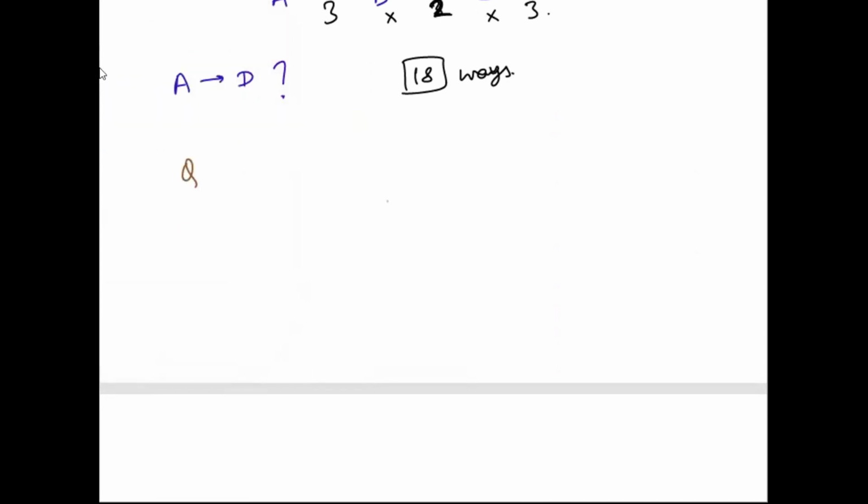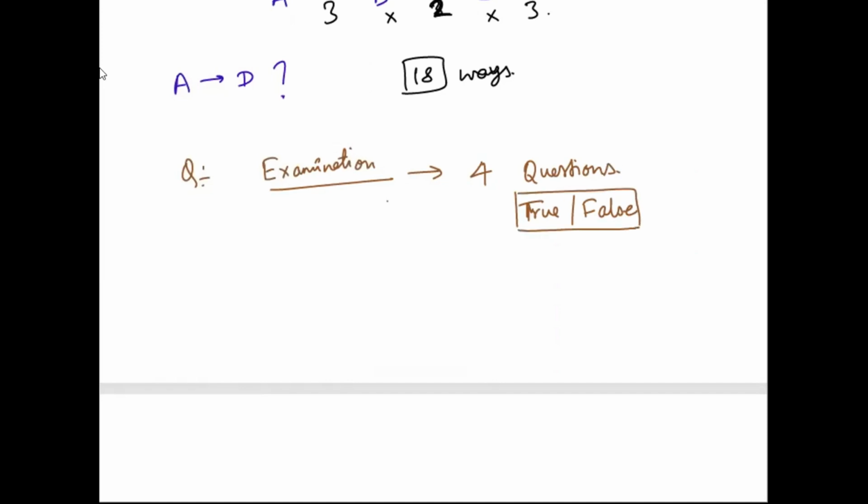Let me put it this way. Consider there is an examination. All right. And in this examination, there are basically 4 questions which are of the true false category. What I'm saying is, in an examination, there are 4 questions in total, which are of true and false category, right?